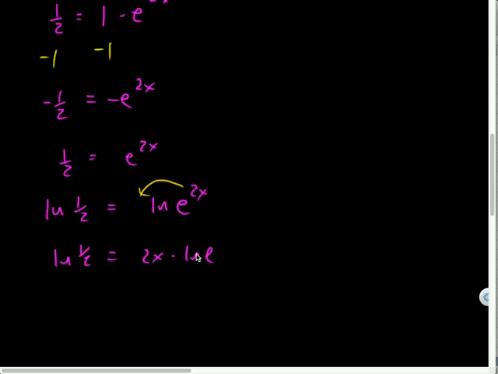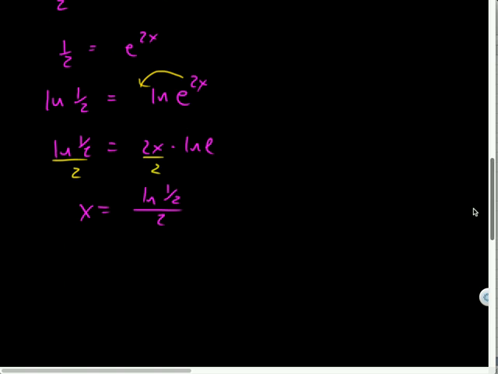ln e once again is going to be 1, and then to get x by itself, I'd divide by 2. Let's see, so I'll get x is equal to ln of 1/2 divided by 2. Now, technically, even if you didn't have a calculator last night, you could figure out what ln of 1/2 is.